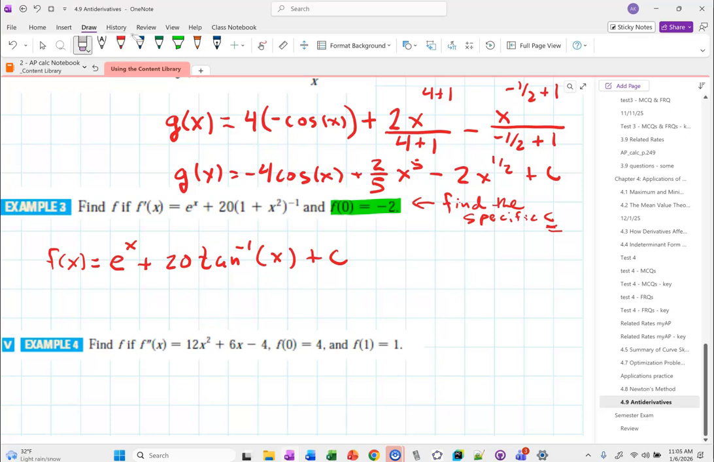All right, now let's solve for the c. So if I know f of 0 is equal to -2, I can replace the f of x with -2, and all the x's with zeros. And then I can just solve for c. So far, so good. What is e to the 0? 1. What is tan inverse of 0?